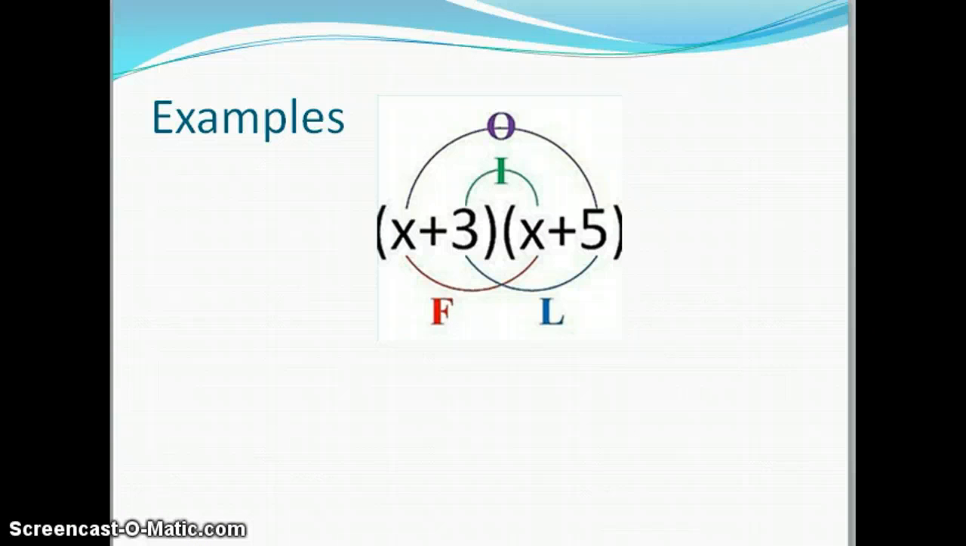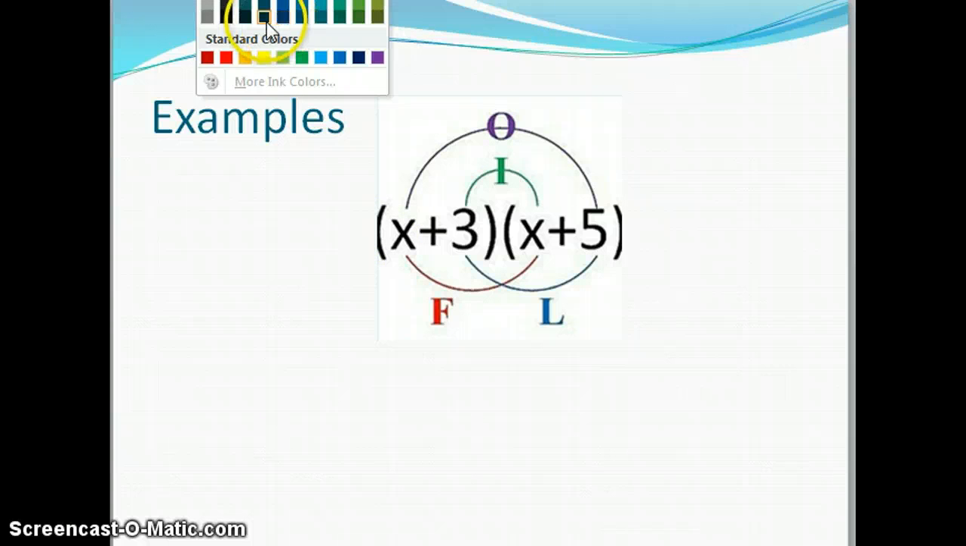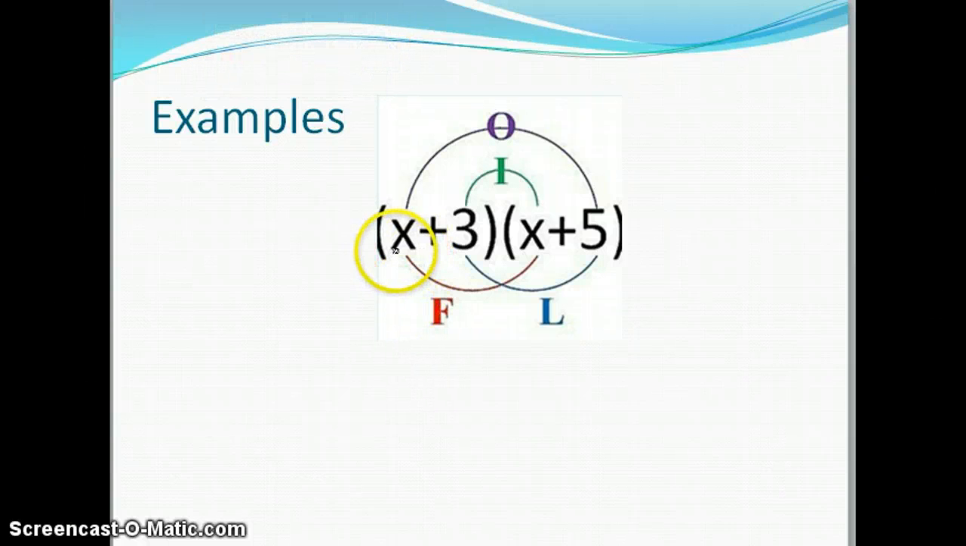Okay, so let's look at some examples where we're actually doing it step by step together. So they have the FOIL written out for you. I'm just going to multiply my firsts. The F stands for first, so I'm going to do the first set in the parentheses. So I do x times x, and I get x squared.